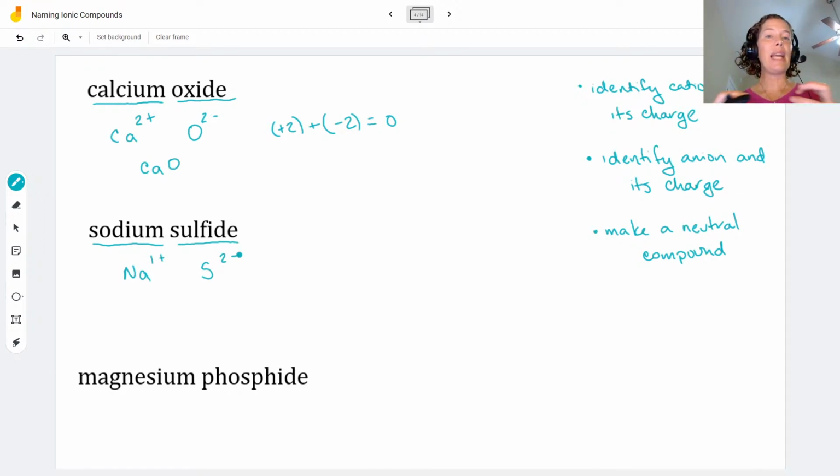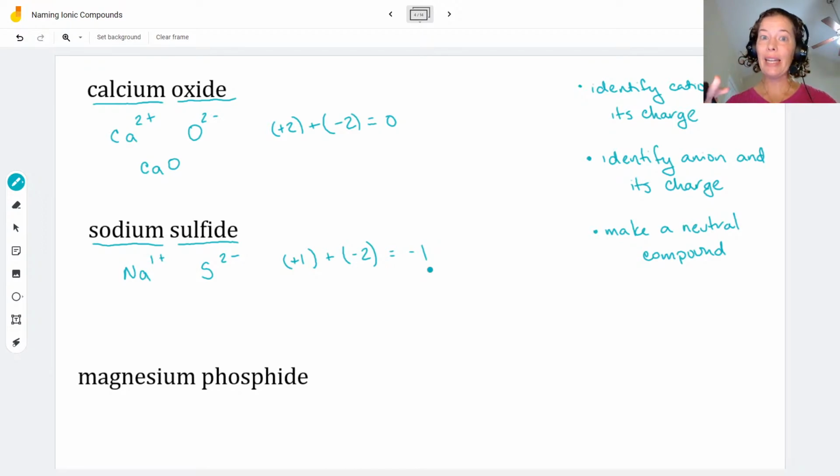Again, we need to make a neutral compound. Let's see where we are right now. So we have a charge of +1 from sodium, and we're adding it to our charge from sulfur, which is -2. So right now we have an overall charge of -1. Clearly, this is not neutral. And we have too much negative charge. We need to bring in some more positive charge, right, to balance this out. Now, when we're trying to make this neutral compound, we can use multipliers.